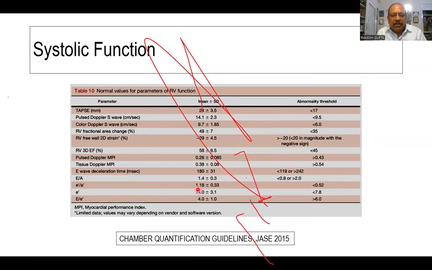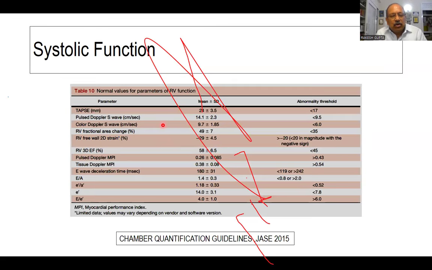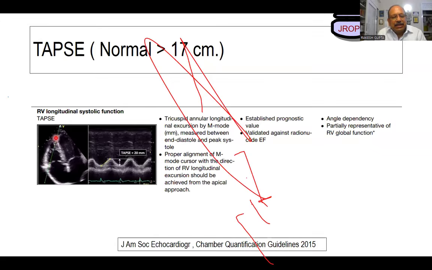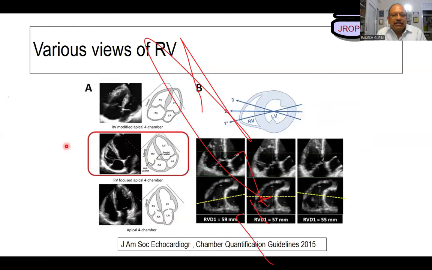So this is a chart to talk you about various dimensions of RV and RV systolic functions. Two important RV systolic functions you have to remember. One is TAPSE. TAPSE is measured in four-chamber view or focused RV view. Let me go back and show you a picture which I missed, deliberately missed. Look, normal four-chamber view is something like this, where LV is bullet shape, RV is triangular in shape. Correct?